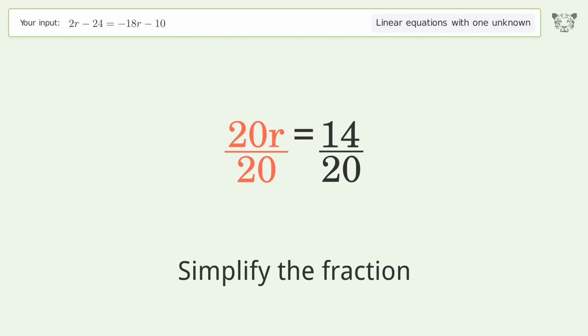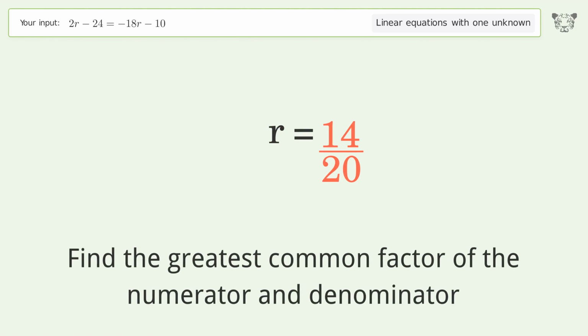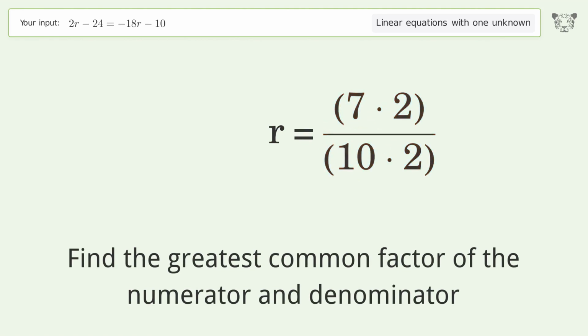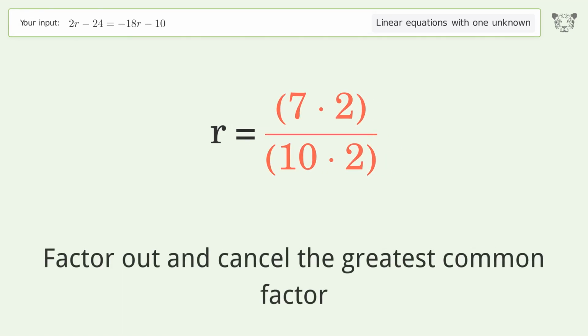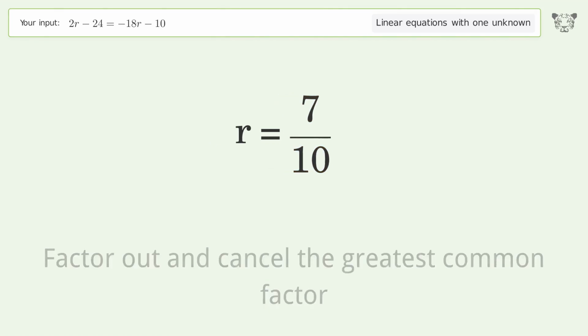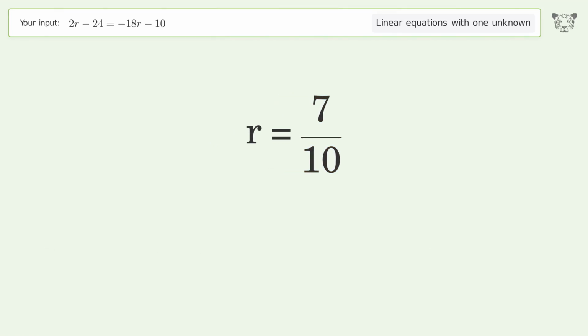Simplify the fraction. Find the greatest common factor of the numerator and denominator. Factor out and cancel the greatest common factor. And so the final result is r equals 7/10.